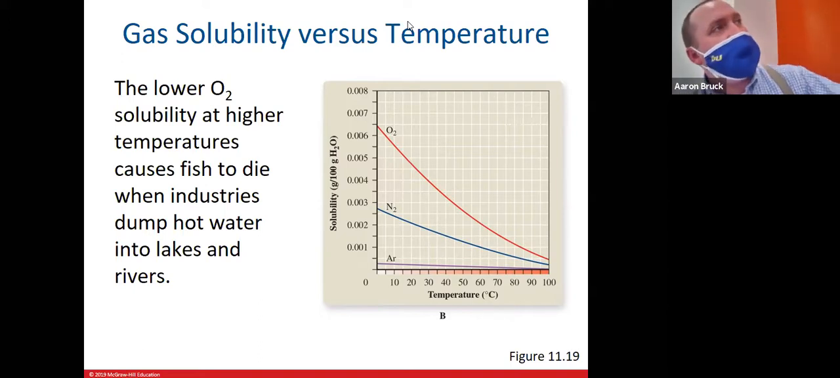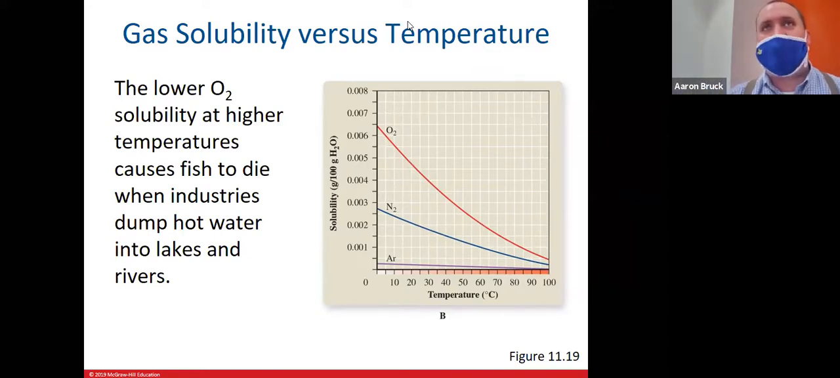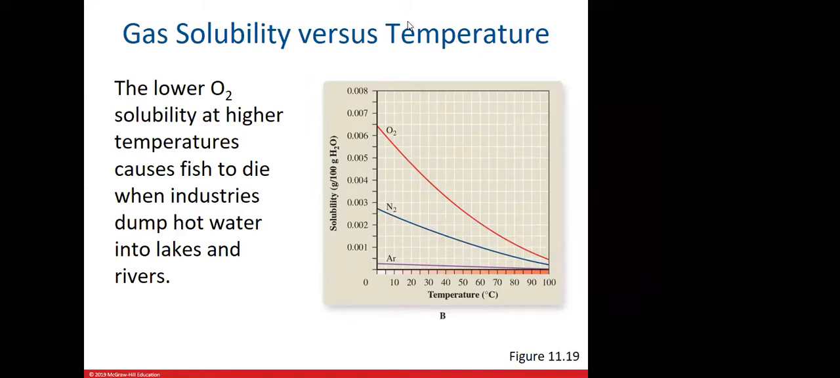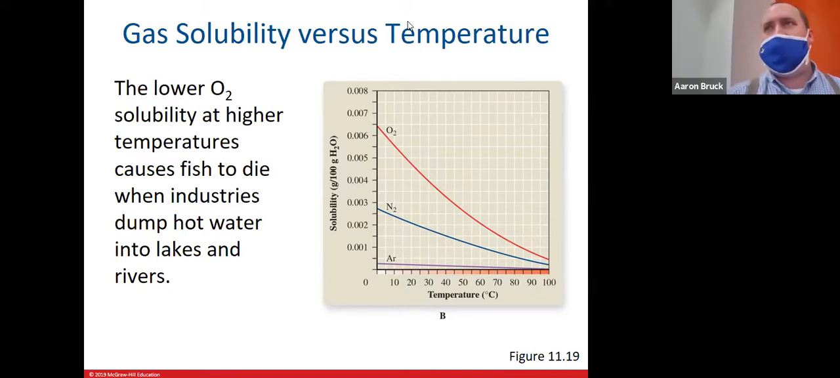From an environmental standpoint, a lot of different industrial zones will use river water as a cooling agent for their machinery. And they'll pump in the cold water from the river, cool their machines with it, and then dump the warm water back into the river. This is a form of what is called thermal pollution.